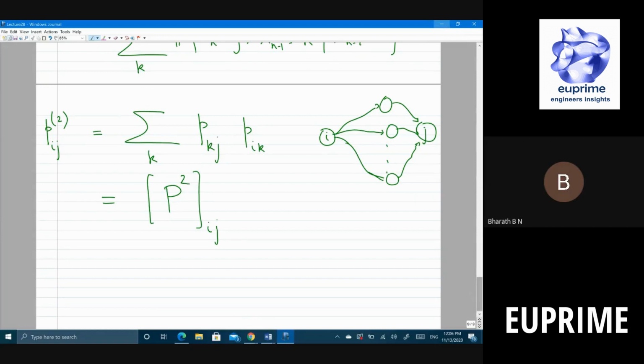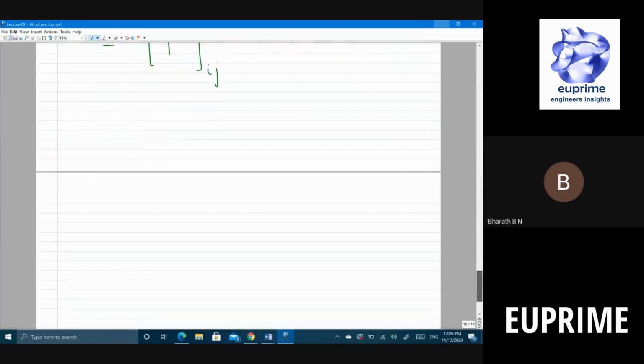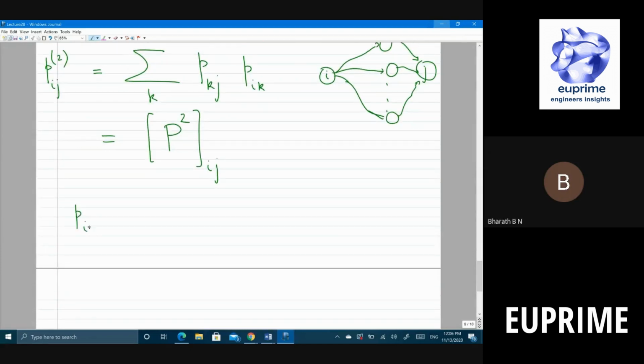Now let's look at what might happen if I were to get pijn. What do you think is the answer? Any idea? It should be P to the power n, like summation over k, P power n ij, right, in terms of this matrix. This is something that we can guess easily, right?